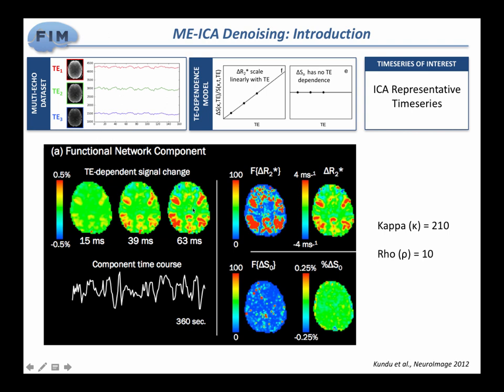Those are the maps you get. Then for each of them, you can get the F maps of how much it looks like this for the R2 star, or how much it looks like this for the S naught. And then by multiplying these by the actual spatial map, we can get a single value, this summary kappa or rho, that tells me whether this fluctuation overall tends to appear as being BOLD-like or non-BOLD-like. So in this particular case, when you do the math, it seems to have a very high kappa and a very low rho. So it tells me this is something that I might want to keep in my data.